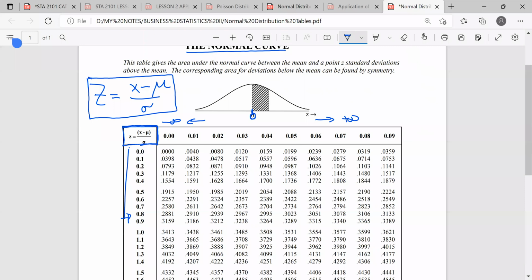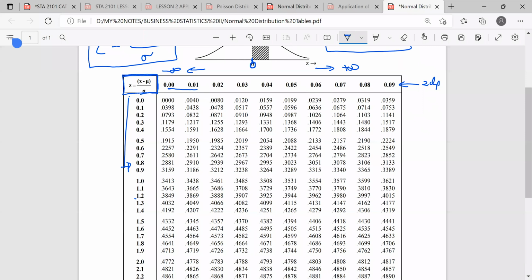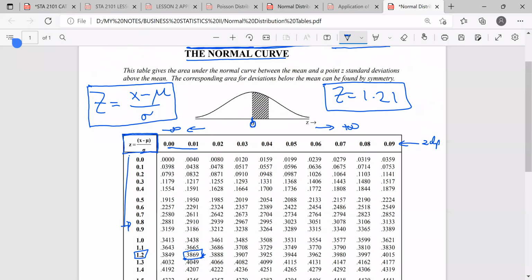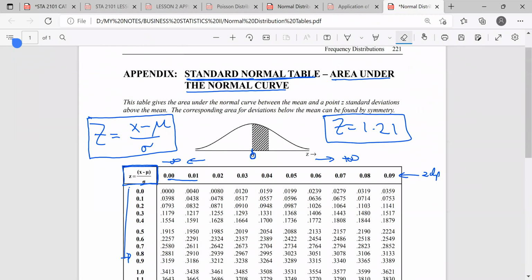So these are values from 0.0, and we're only working with 2 decimal places. For example, a z value of 1.21: 1.2 is here, then 1 is here. Okay, 1.21 is that value. Later on, I'll explain what these values are all about. So 2 decimal places for the value of z.